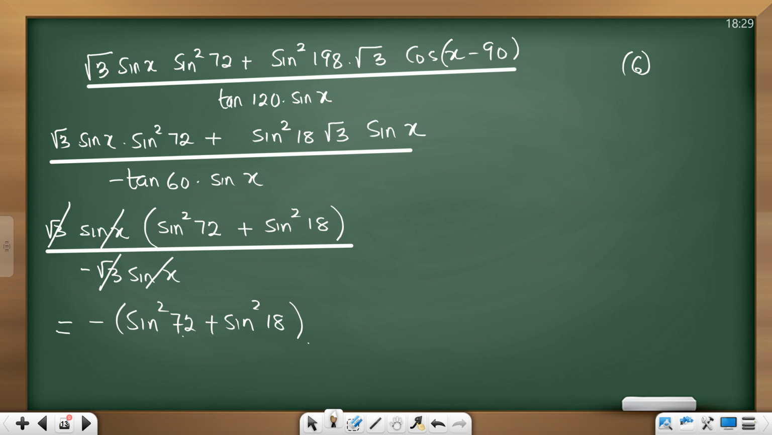Are you aware that 72 plus 18 would give you 90? So it means this is negative, sine squared 72 plus cos squared 72. That's a square identity which is 1. Negative 1. Throw all of that in your calculator. Use any value of x. Check if you are going to get negative 1. Learn to confirm your answer.